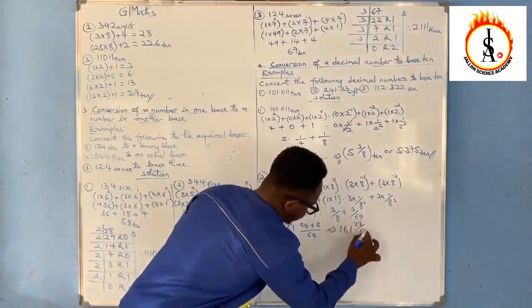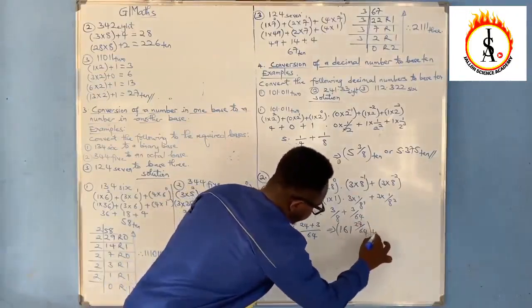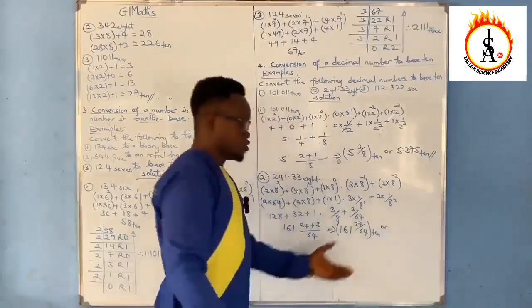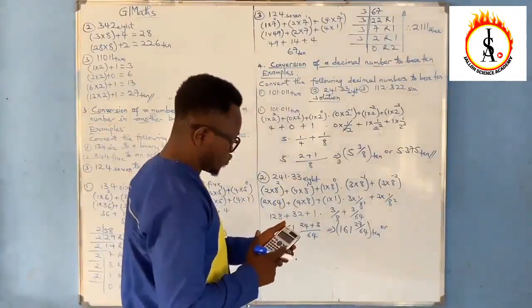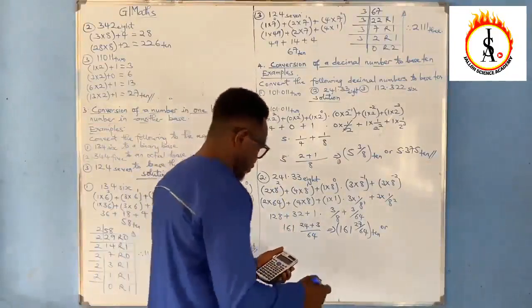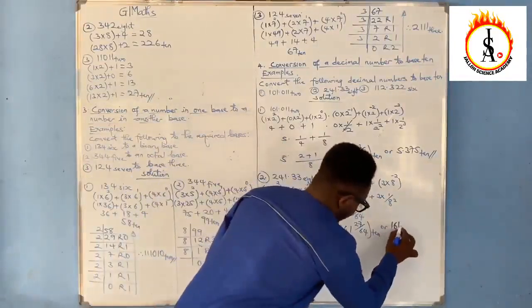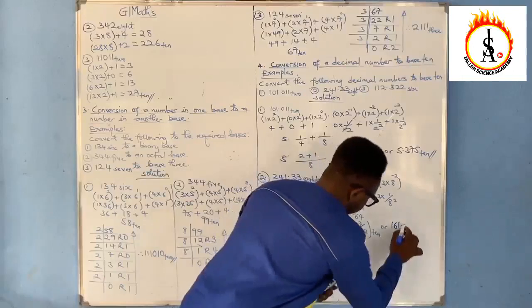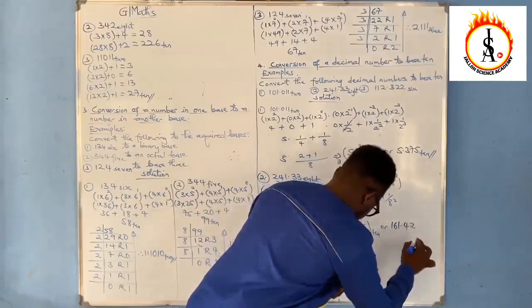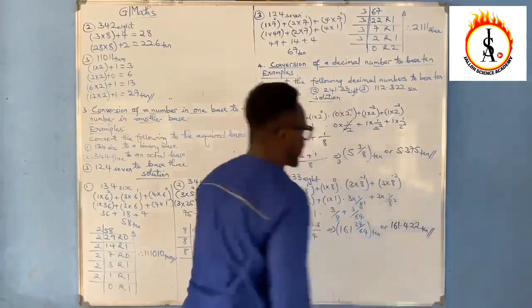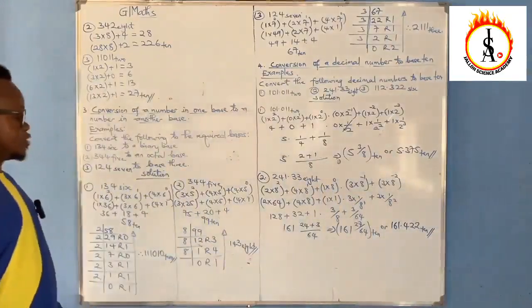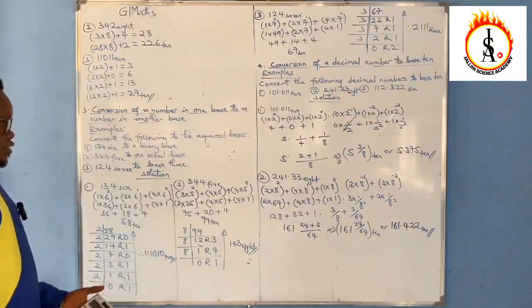161 and 27 upon 64 in base 10. Or use your calculator to get 0.421875. So what we do, we can say 161.422 in base 10. So this is the answer to the second example.